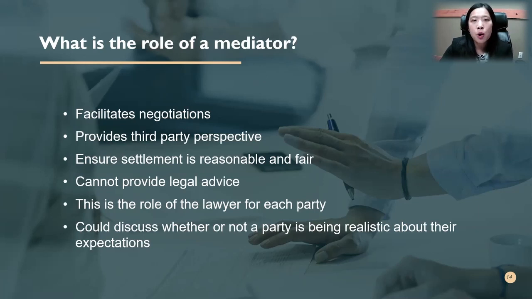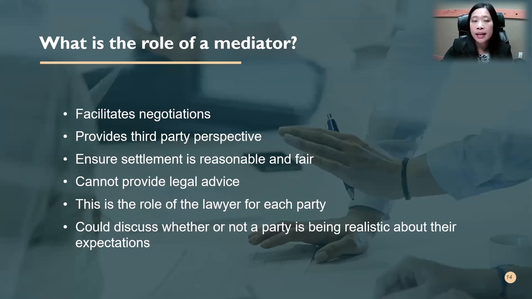So in terms of the roles of a mediator, the mediator facilitates negotiations. They're there to provide a third-party perspective. They ensure that the settlements are reasonable and fair. Again, they cannot provide any legal advice, that is, very distinct advice such as, you should sign this, or this is a great deal, or you shouldn't sign this. That's the kind of legal advice, tailored to the parties, that they're not able to give. Now, the role of providing legal advice falls on the parties to find a lawyer who can provide that advice.